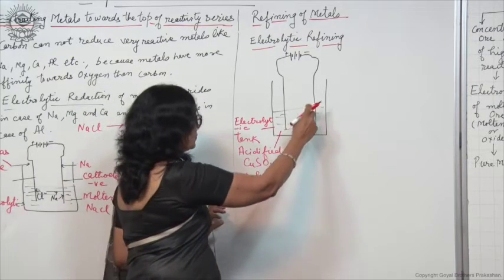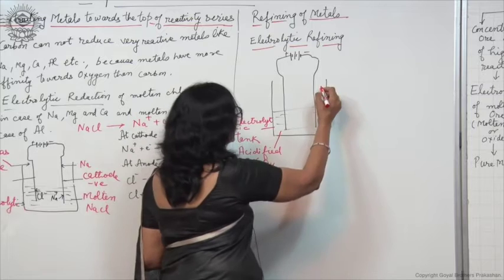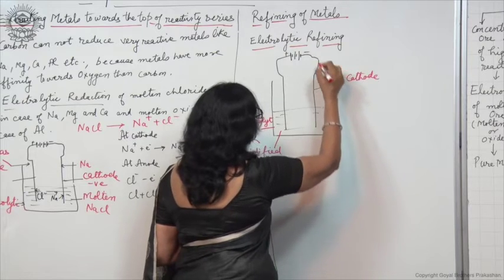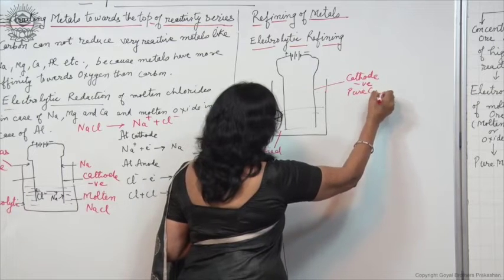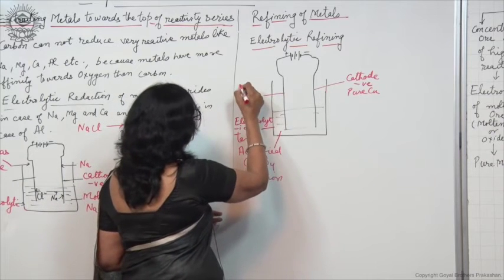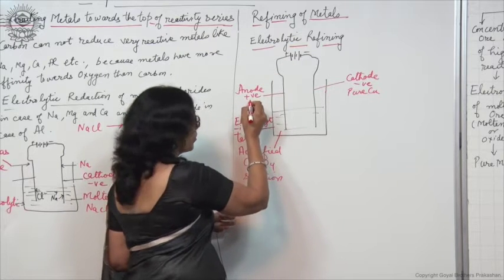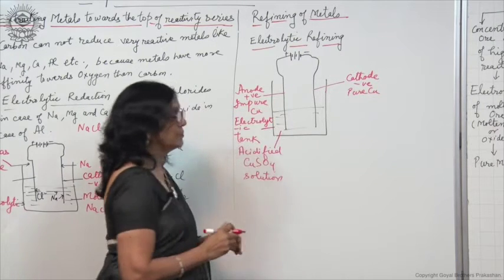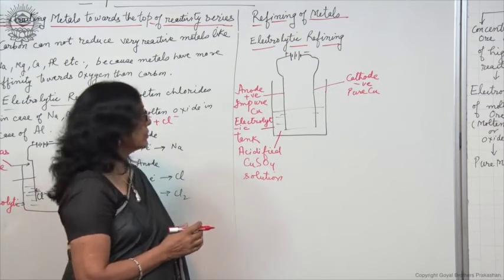The electrodes immersed in the acidified copper sulphate solution are: cathode, which is of course negatively charged, connected to the negative terminal of the battery, is made of pure copper. So, pure copper is made cathode, and anode, which is connected to the positive terminal, is positively charged, is made of impure copper. And when the circuit is completed, electric current starts flowing through this circuit.